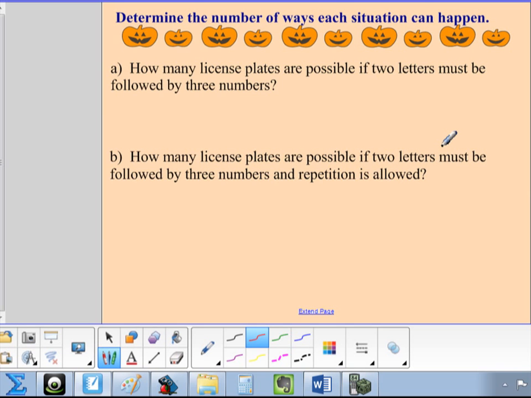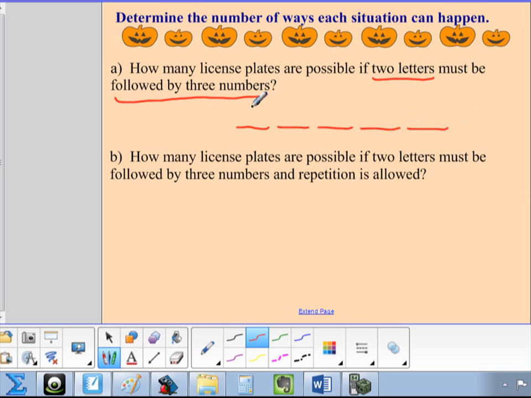So how many unique license plates can be made? This might be important if you're a DMV worker trying to figure out if you're going to have enough license plates for your state. You want to choose something that makes sense. So how many license plates are possible if the license plate must consist of 2 letters followed by 3 numbers? So letter, letter, number, number, number.